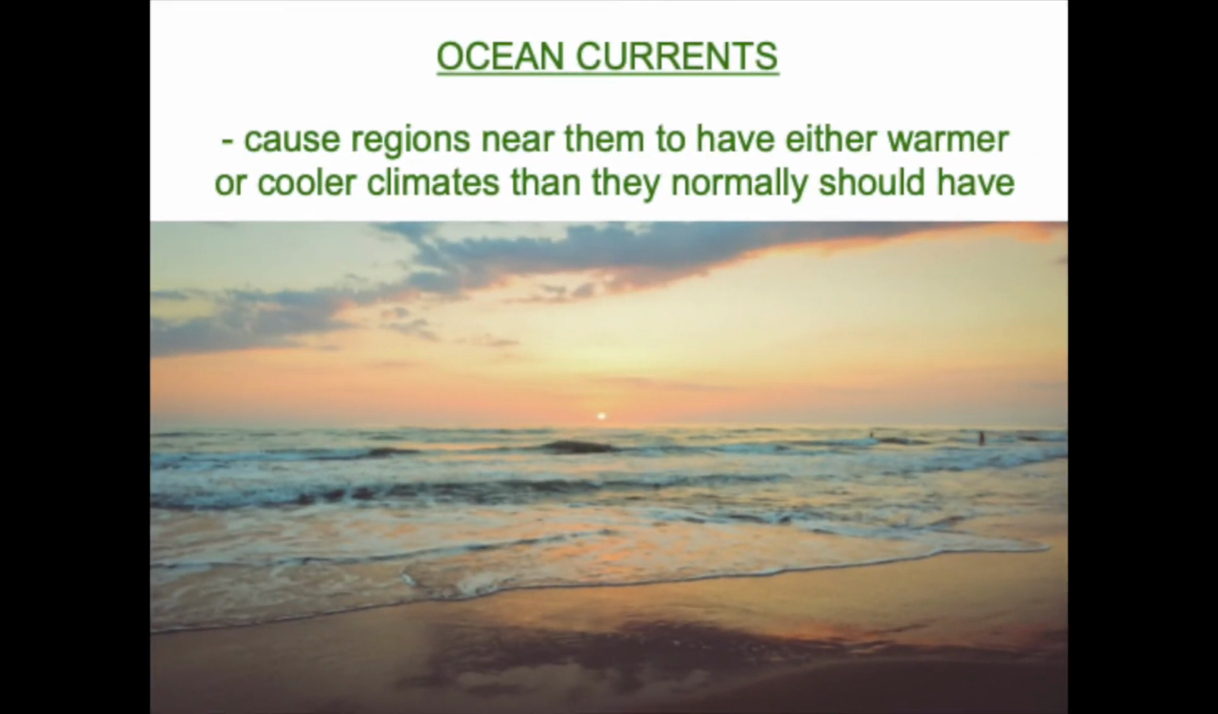Now, ocean currents can also cause regions near them to have either warmer or cooler climates than they normally should have. Now, if you've ever lived, say, in South Carolina, you know where the currents come from. They come from the equator. They're warm waters bringing up warm air. And you know, if you've ever lived out in Santa Monica, California, those currents are coming from up north. So they both affect the climate.